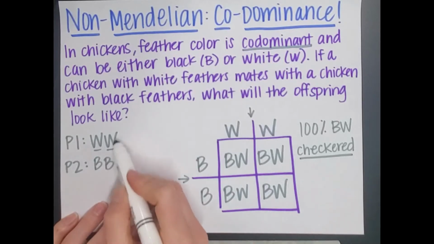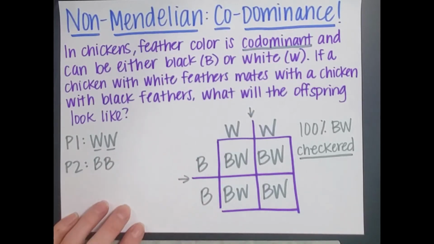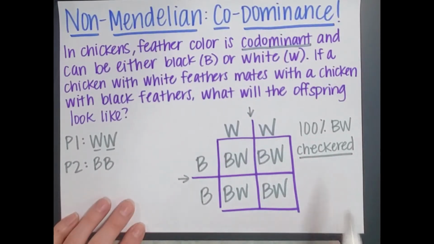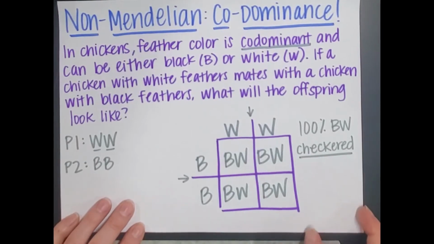Now, if we'd had different combinations of the parents, you may have had some with only white feathers, some with only black feathers, and some with checkered feathers. But in this case, they're going to be 100% checkered. Let's take a look at our second example for non-Mendelian traits.